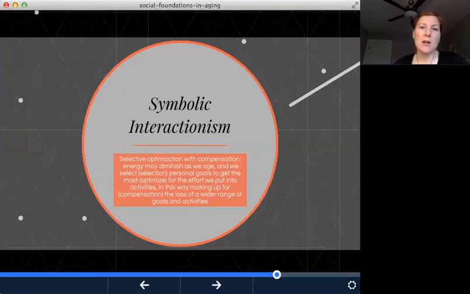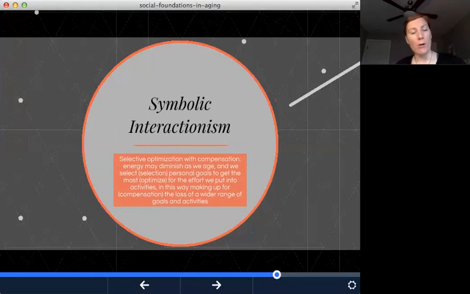In the selective optimization with compensation theory, they're looking at age and saying, as an older adult, we may see our energy, our physical health, our cognitive health, our mental health diminish in some ways as we age. But instead of withdrawing, or deciding, well, I guess I'm not productive in society, so I'm not active, so therefore I'm not worthy, like the activity theory may suggest, we say, well, wait, how can I replace this or remain active in ways that are consistent with my own goals? So the older adult will select personal goals that help them get the most for the effort they put into their activities in life.